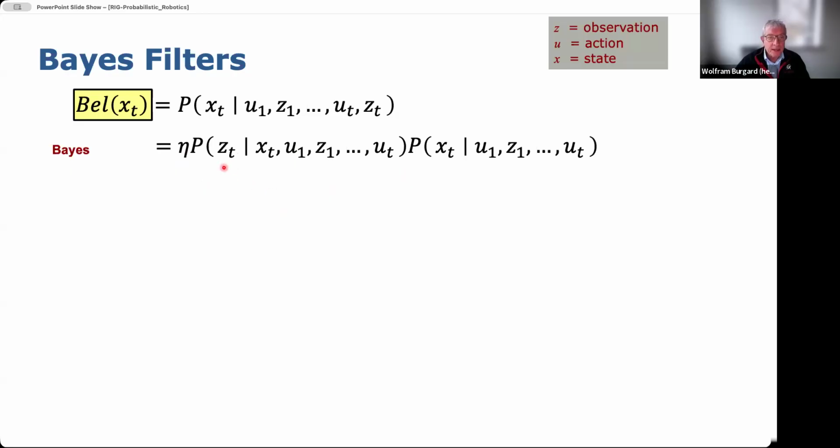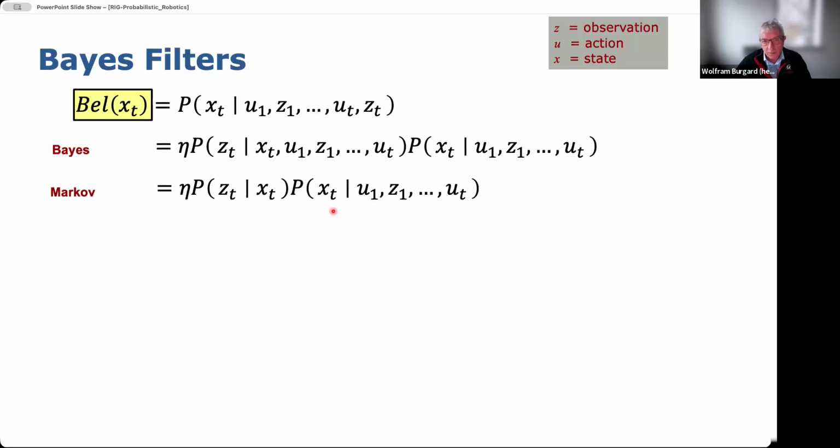If you now have a closer look at P of zt given xt plus everything that happened before, from all these nodes we have to travel through xt in order to get to zt, which means that we can remove all of those to simplify the equation. So this directly ends up being eta times P of zt given xt times this term over here. Now we look at this one: this is the probability of being in xt given all the controls thus far and all the measurements up to zt minus 1.